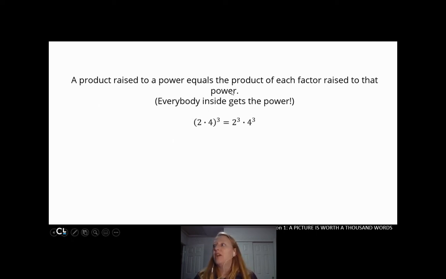So for example, if I have 2 times 4 being raised to the third power, and again, my cat's attacking. It's all good. Yes, go play with that, sweetheart.